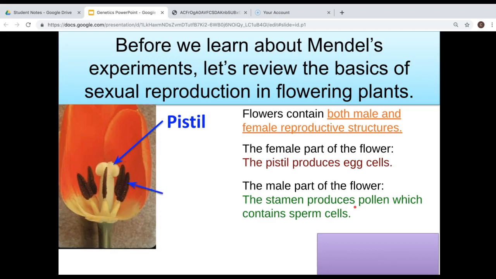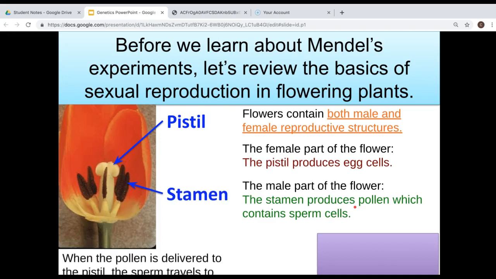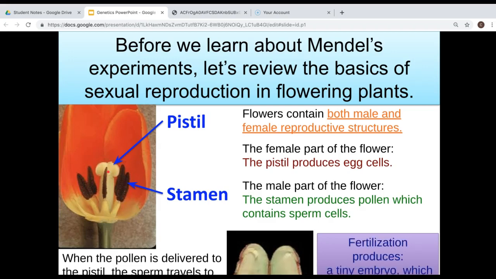We all know what pollen is. If you have any allergies at all, you're probably a little bit allergic to pollen. That's what's so high in the spring and what causes everybody's allergies to get really messed up. So when the pollen's delivered to the pistil, as you can see here, here's the pollen from another plant delivered to the pistil. Sperm travels to the egg cell, and the result is a zygote or fertilization. And then fertilization, again, like I just said, produces a zygote or a tiny embryo, which is inside the seed.